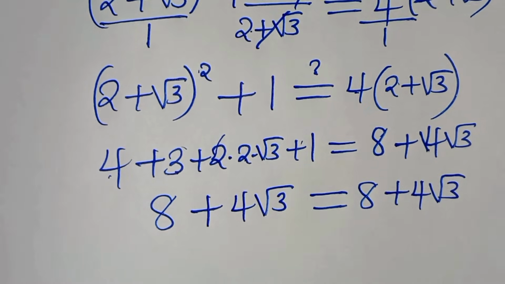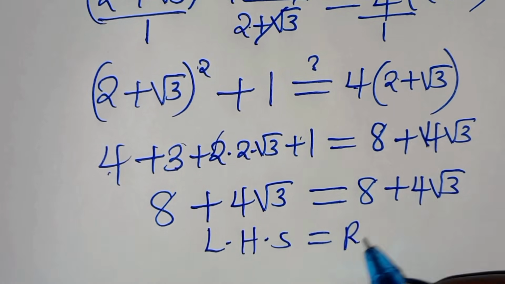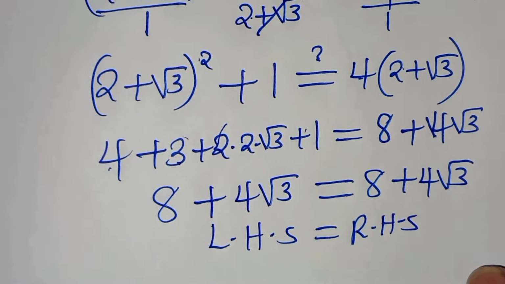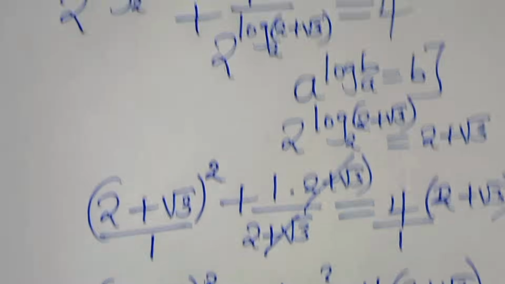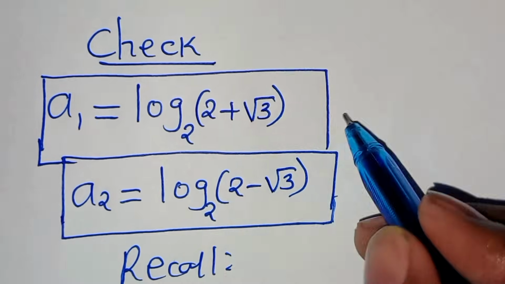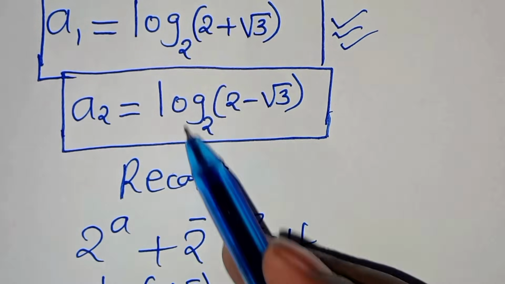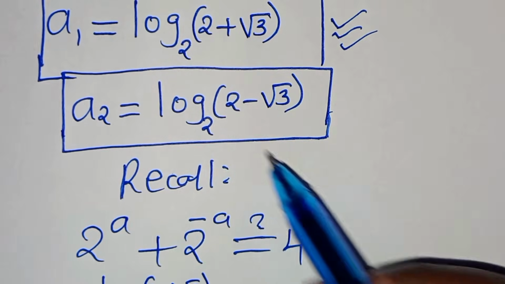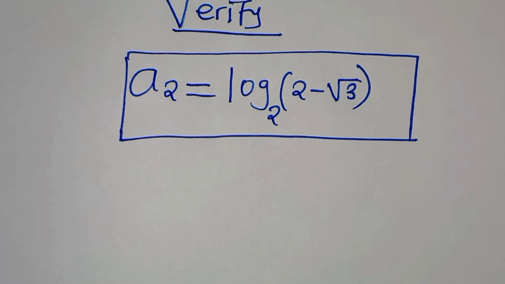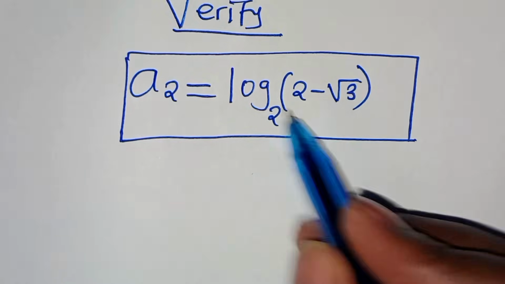So you can see here clearly that the left hand side is equal to the right hand side. And this proves that a1, which is equal to log of 2 plus square root of 3 to base 2, satisfies the equation. So let's check a2, which is log of 2 minus square root of 3 to base 2. Now let's verify a2, which is log of 2 minus square root of 3 to base 2.